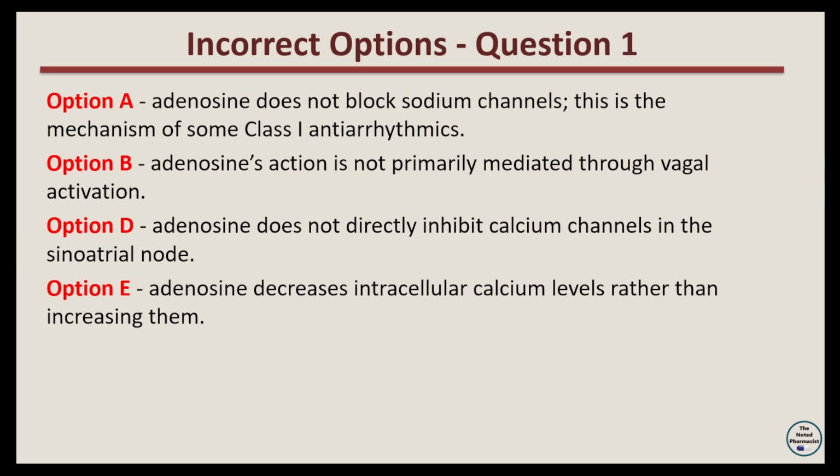Option A is incorrect because adenosine does not block sodium channels. This is the mechanism of some class 1 antiarrhythmics. Option B is incorrect because adenosine's action is not primarily mediated through vagal activation. Option D is incorrect because adenosine does not directly inhibit calcium channels in the sinoatrial node. Option E is incorrect because adenosine decreases intracellular calcium levels rather than increasing them.